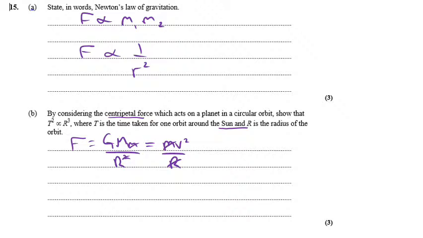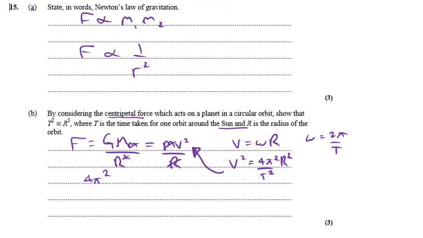We also need to consider that v is equal to omega r, and omega is 2 pi over T. So we can write v squared as being equal to 4 pi squared over T squared times r squared. Now if we substitute this back in here for v squared, we end up with 4 pi squared r squared over T squared is equal to GM over r.